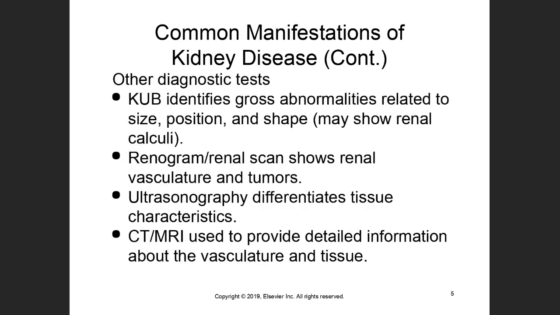Other diagnostic tests could be KUB. K stands for kidney, U for ureter, and B for bladder. That is a sonogram where you check those structures. Renogram is also another image that you do. Ultrasonography is another, and CT is another image. CT is mainly used when you are thinking about neoplasia, any cancer.